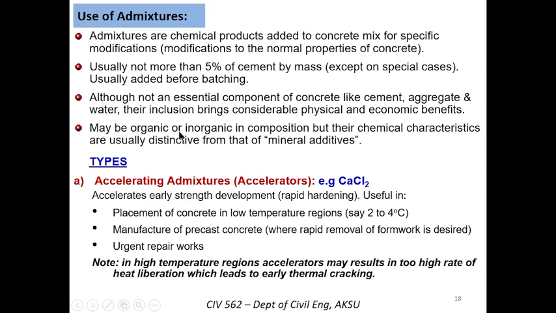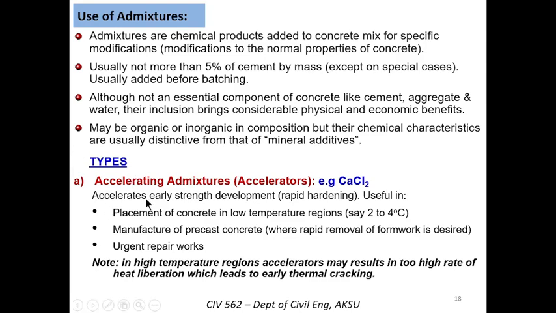They may be organic or inorganic in composition, but their chemical characteristics are usually distinctive from those of mineral additives. Mineral additives are added to replace cement, but these admixtures are added to modify the properties of concrete.